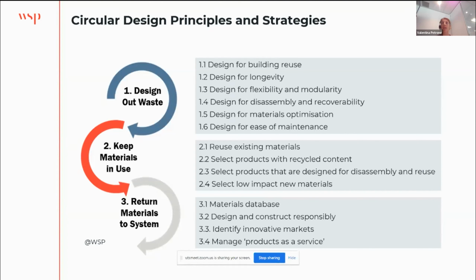How can we reuse existing materials and select products that have a high percentage of recycled content? But most of all, what are we going to do with all the materials that are used during the events? Can we design them to be easy to reuse in the future? And under the return materials to system, there are really interesting opportunities of leasing agreements. So can we hire instead of purchasing, and can we establish partnerships with local companies that offer opportunities for products as a service?